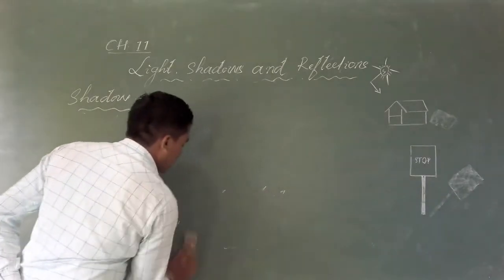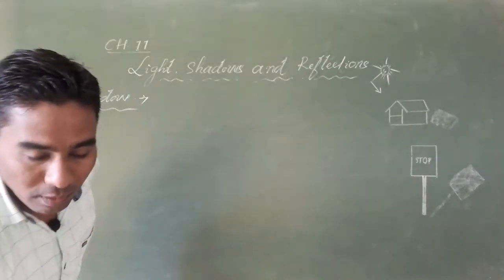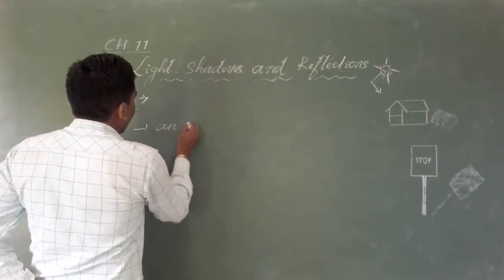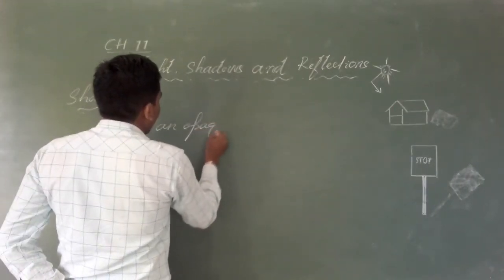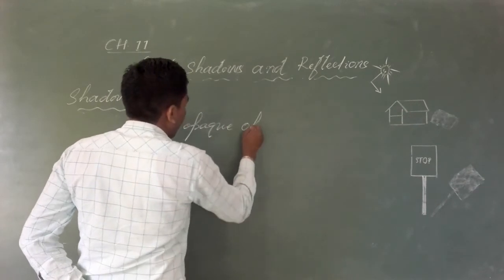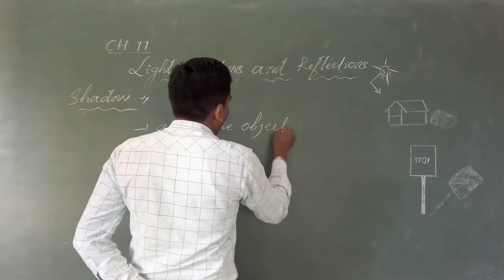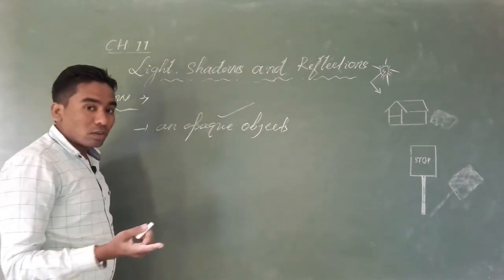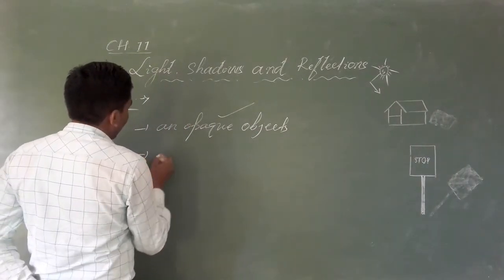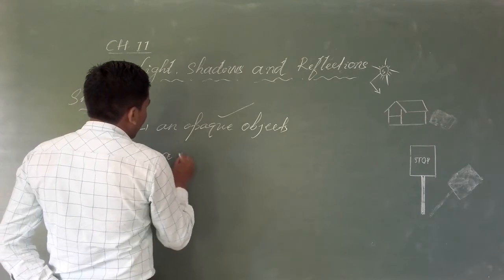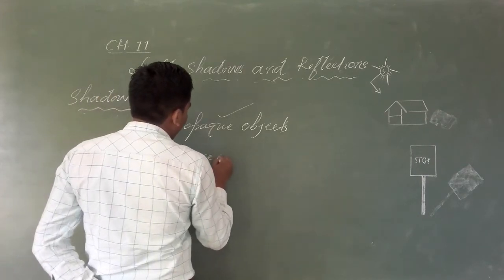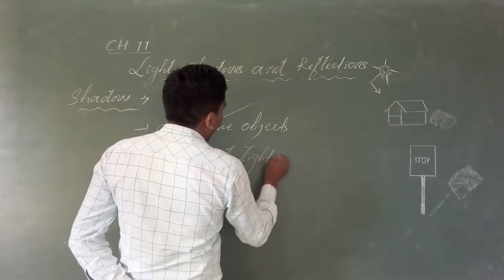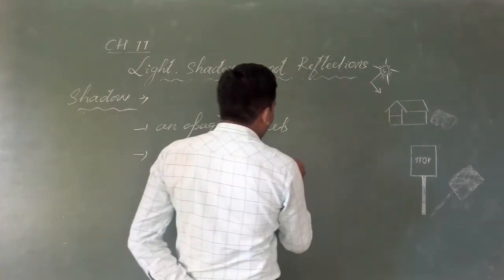So, for the formation of a shadow, first, an opaque object is necessary to form the shadow. Second, a source of light. A source of light is necessary.